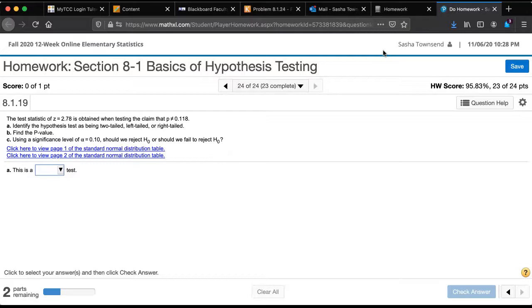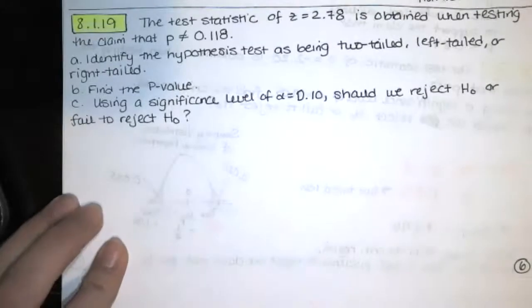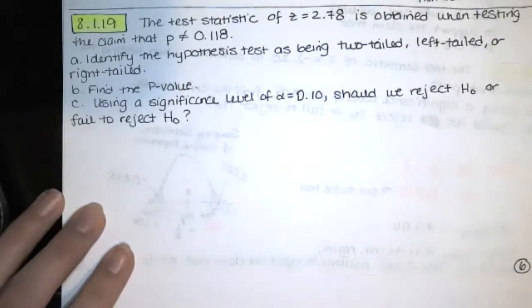In part A, we're asked to identify the hypothesis test as being two-tailed, left-tailed, or right-tailed. Then we're asked to find the p-value, and then we're asked whether or not we should reject the null, given that our significance level is alpha equals 0.10. So in order to do this, I'm going to share my paper with you, and we'll just do all of this on the piece of paper.